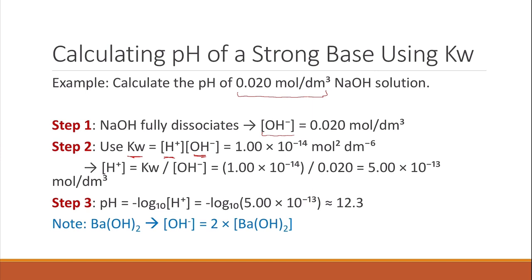Now we can use the ionic product of water, which equals the hydrogen ion concentration times the hydroxide ion concentration. So we can find the hydrogen ion concentration, which is going to equal the ionic product of water, which will be provided to you in the question, divided by the hydroxide ion concentration, or the concentration of the base. Then you can calculate the pH as minus log 10 of that hydrogen ion concentration. Note that if you have a base like barium hydroxide, where 1 mole of the base gives you 2 moles of the hydroxide ion, then the concentration of the hydroxide will be double the concentration of the base itself.